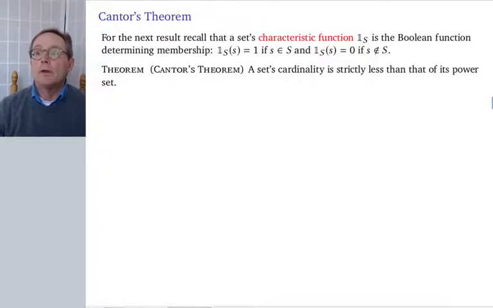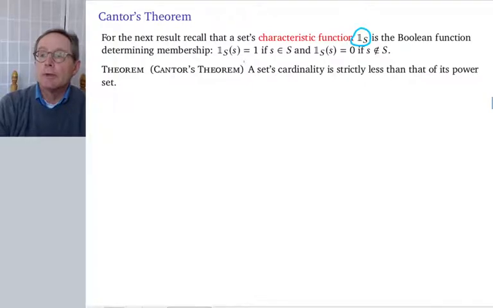Okay, so Cantor's theorem. For the next result, I want to recall that a characteristic function of a set S, 1_S, is the Boolean function determining membership. That is to say, 1_S returns a 1 if little s is in capital S, and returns a 0 if little s is not in capital S. So it's just the Boolean function that gives you membership.